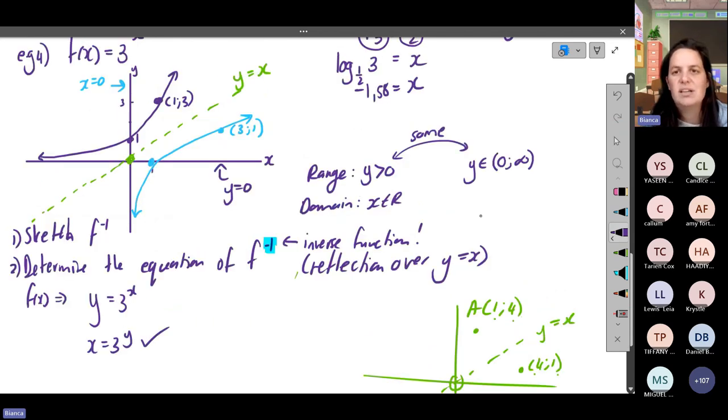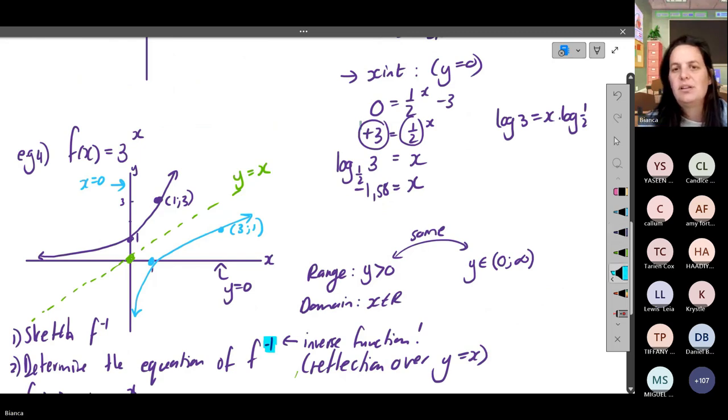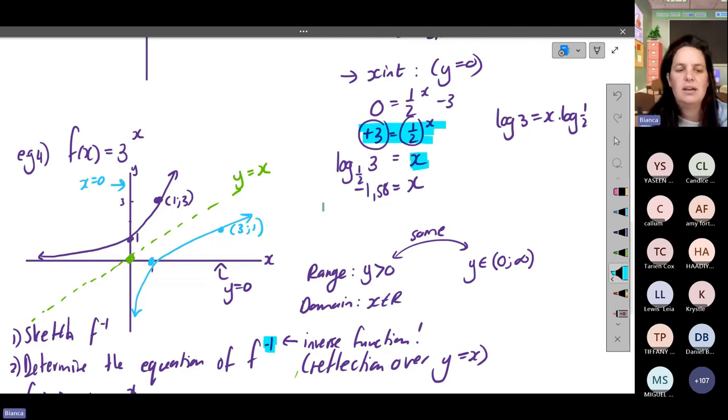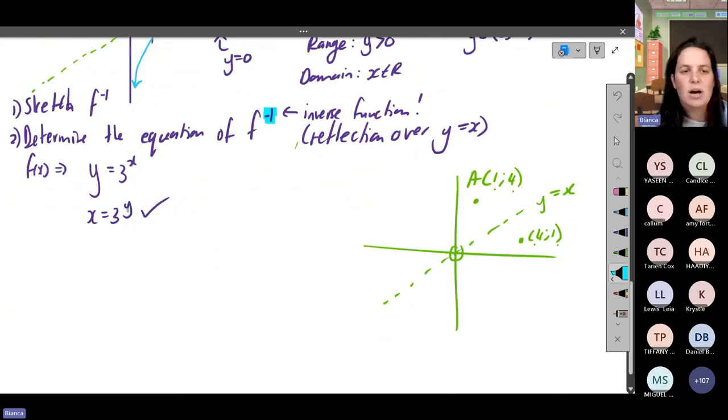So look at what we did here with the log. Okay. When I needed to make x the subject, where did I put that little half? Down there. Okay. So same thing here. There's the y. So if I want y to be the subject, that little 3 goes down. Okay. And this is your equation of your inverse function. That's your second mark. All right.